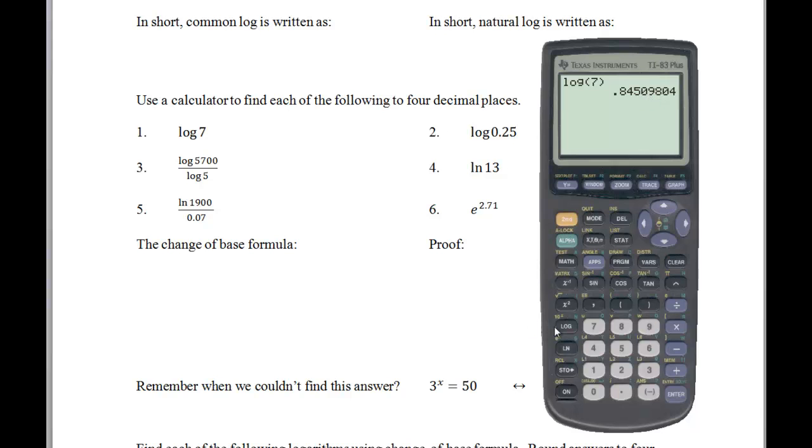Now for problem number 2, if you type in the log of 25 hundredths, you will get negative 6,021 10,000ths. And problem number 3, log of 5,700 divided by, now make sure you put your parenthesis in there, divided by log of 5, because these are both base 10 problems, will give you 5 and 3,734 10,000ths.